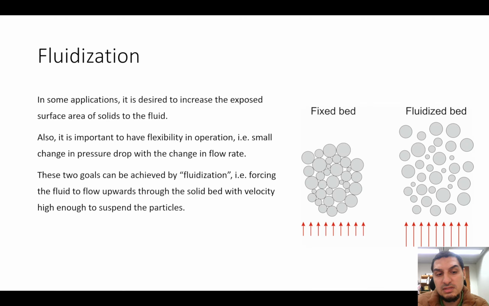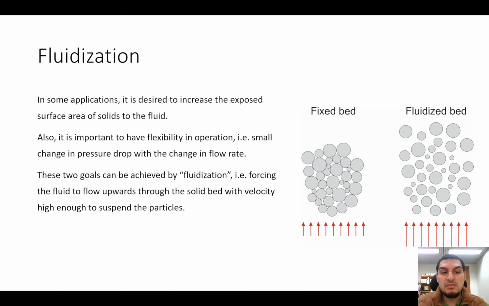In the fixed bed, the velocity is not high enough to change the location of the particles. But in the fluidized beds, we have the fluid flowing from down to up, and it's flowing with velocity high enough to fluidize the particles, meaning that it's applying force on the particles to overcome the gravitational force. So the particles are in a state of kind of equilibrium. It's not falling down by gravity, and it's not flying by the gas that is pushing it upward. So this is what happens.